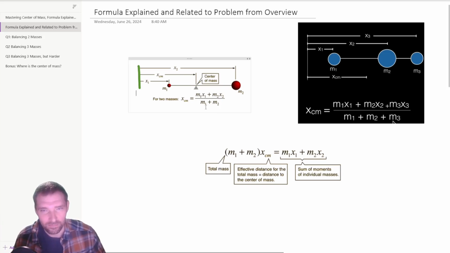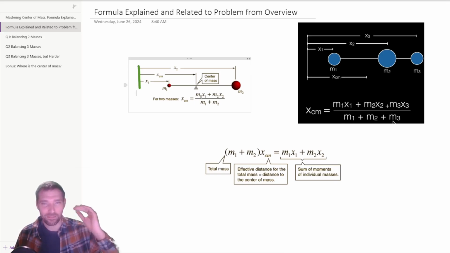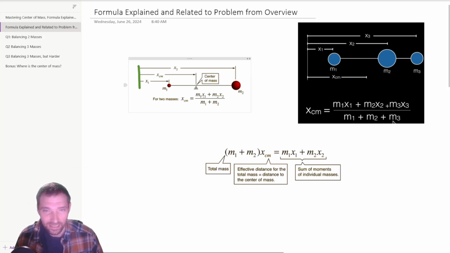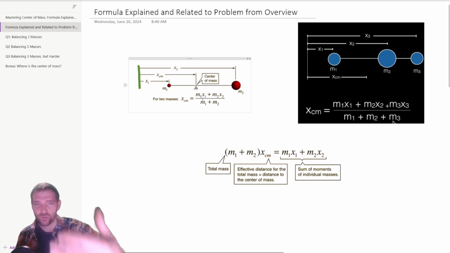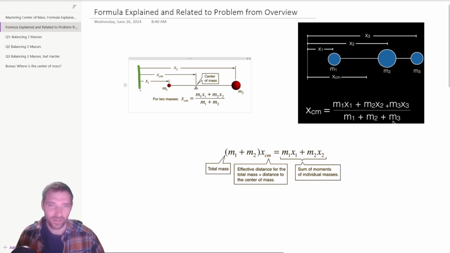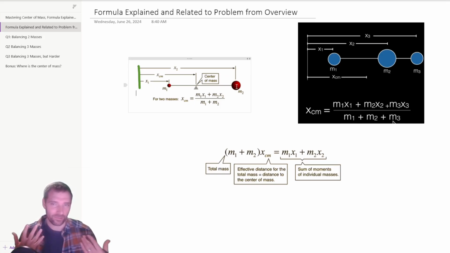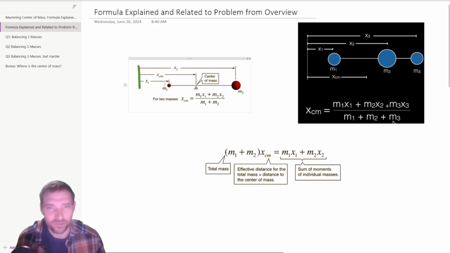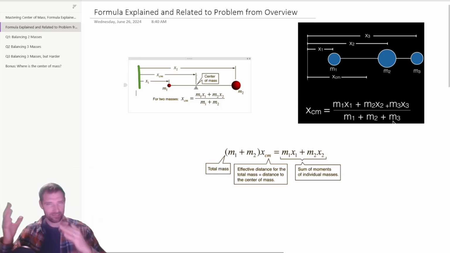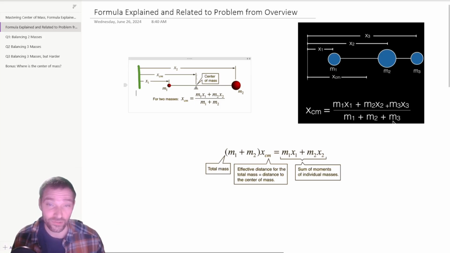So you can think of mass as the number, like the amount of tests that you have at that value, and the distance as your score. If you've got something that's 80 centimeters away and something at 90 centimeters away, but they're equal mass, 1 gram each, then your center of mass is going to be right in the middle. It's going to be 85 centimeters away.